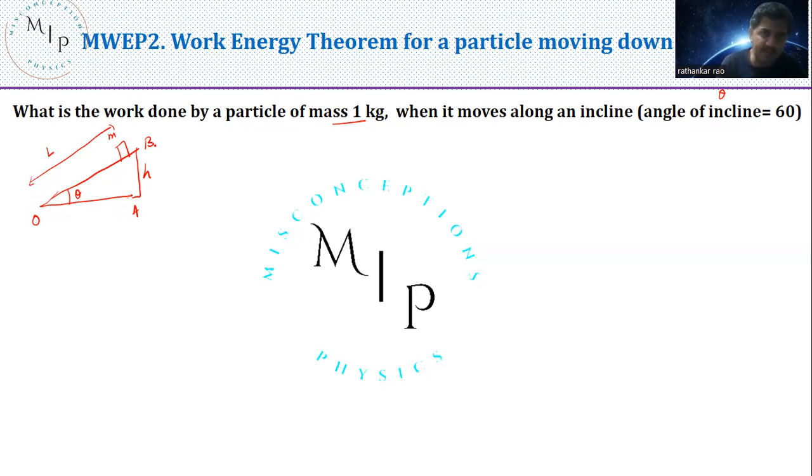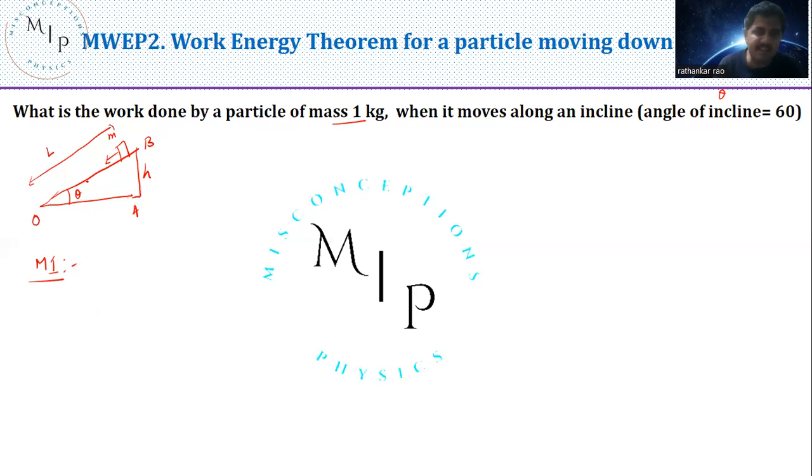Now we need to find out the work done by a particle of mass 1 kg. So what is the work done by gravity here? Now the object slides like this because the gravity pulls it like this. We need to find out what is the work done by it. Now, we need to find what is the force acting on this block at this point. Let me start with the first method. First method is by making use of mechanics.